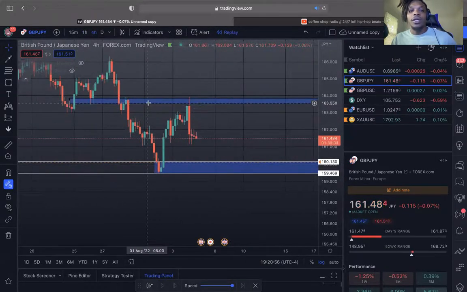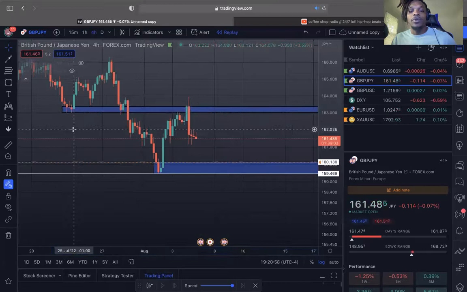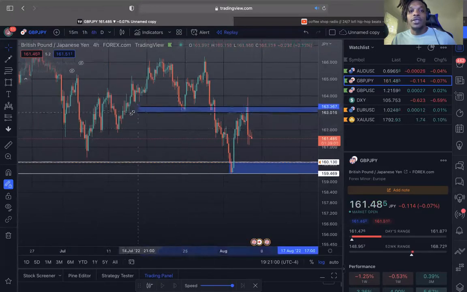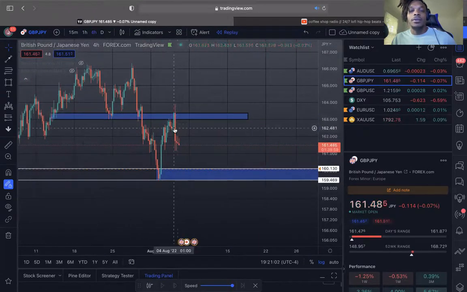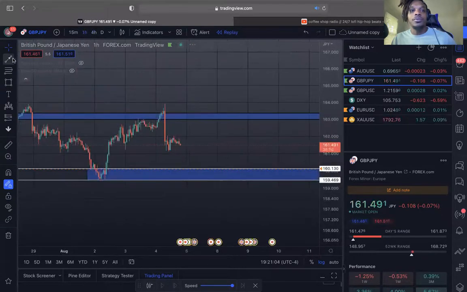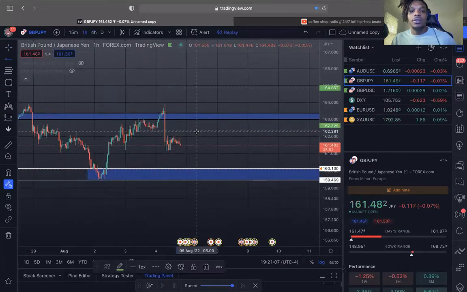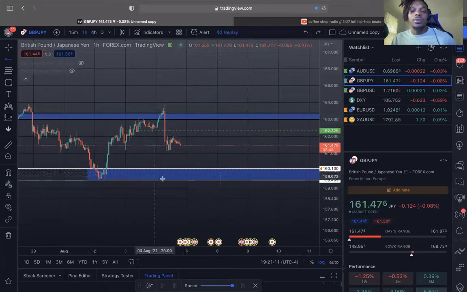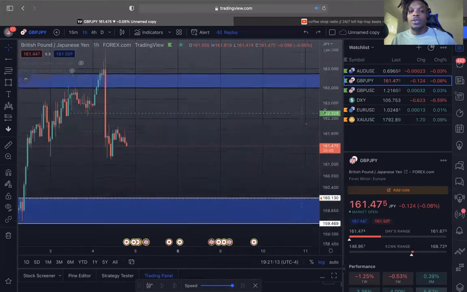I'm going to put that more right here because if you think about it, that's more of your supply area right there. You see? Bam. Just know that the market can and will choose to do whatever it wants to.